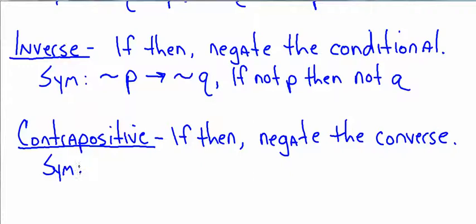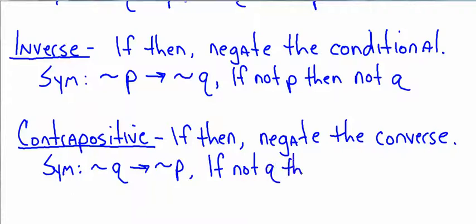The symbol would be not Q, not P. It would be read if not the original conclusion, then not the original hypothesis. Bless you. You kind of with me? Do you have it written down?